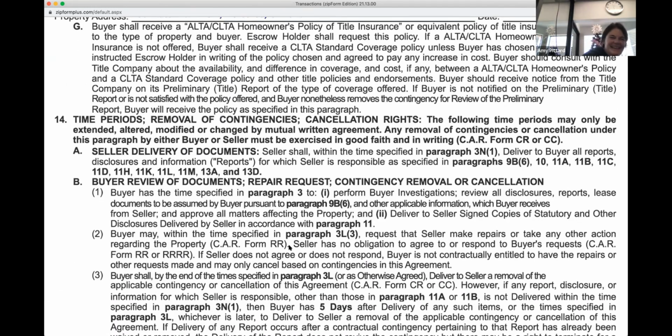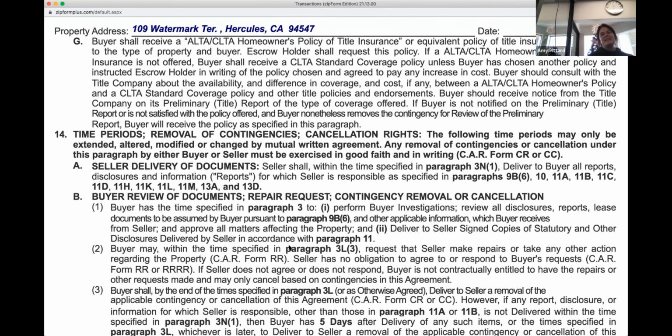Moving on. Section G, the buyer shall receive an ALTA, CLTA homeowner's policy of title insurance or equivalent policy of title insurance if applicable to the title, type of property and buyer. Escrow holder shall request this policy.